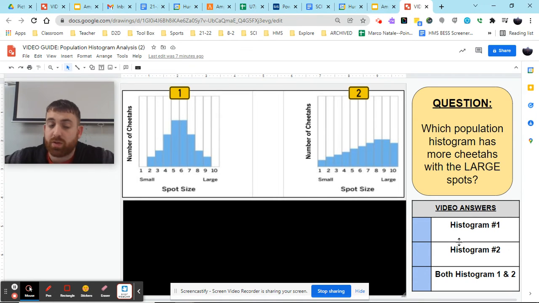All right, do you think you have the right answer? Let's go ahead and take a look. When looking at our histograms, we have to first look at the large spots. Large spots would be maybe 8, 9, and 10, maybe even 9 and 10, or maybe just 10. When we look at histogram number 1, we look at the distribution of 8, 9, and 10 versus the distribution of 8, 9, and 10 here.